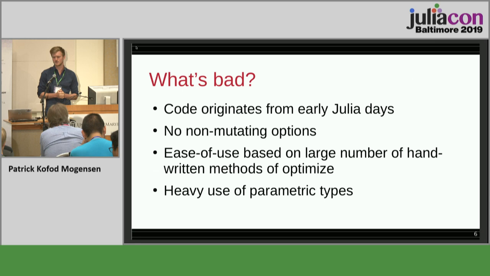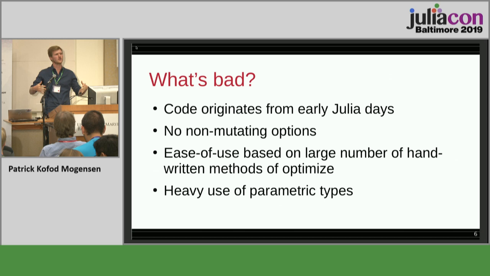There are no non-mutating options, as I said before. So static array and GPU array support is non-existent, which has been raised on the issue tracker a lot of times. Its ease of use, as I talked about before, is based on a large number of methods for, for example, the optimize function, and that has been some of the code that's been hard to maintain. There are too many ways to call optimize from the user's point of view to actually reach the optimizing code in the end.